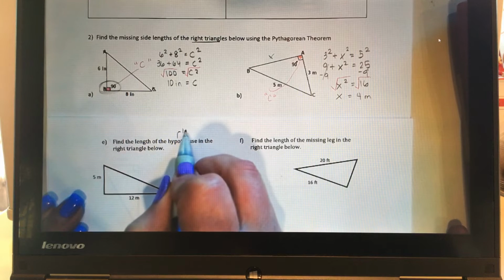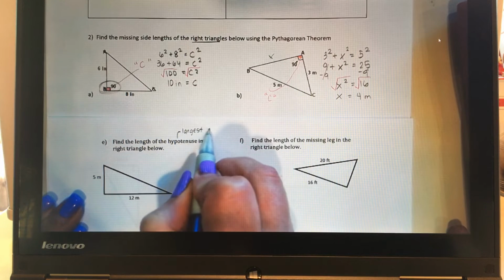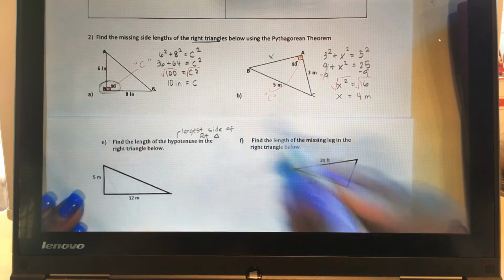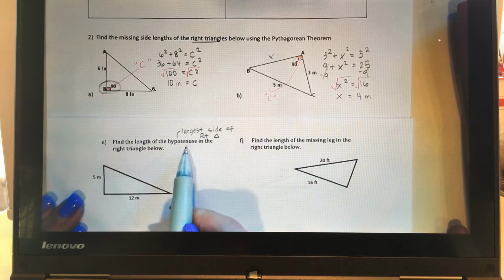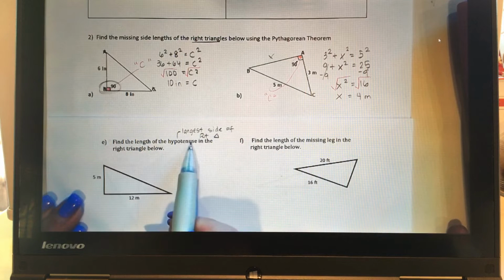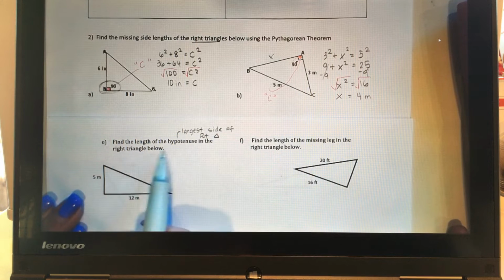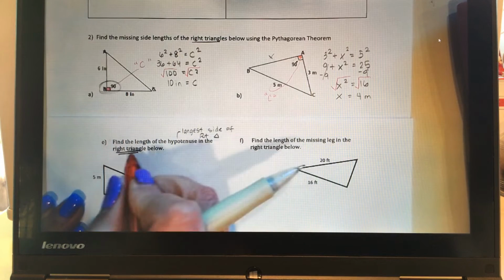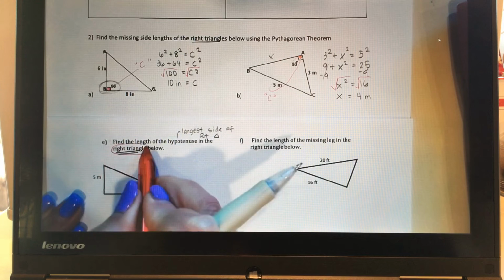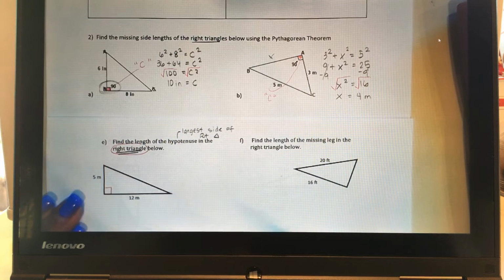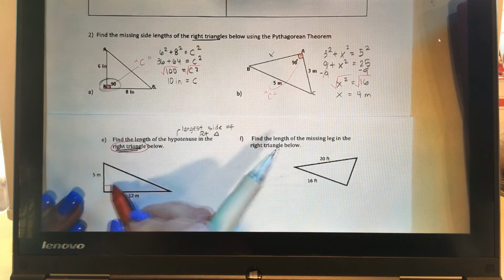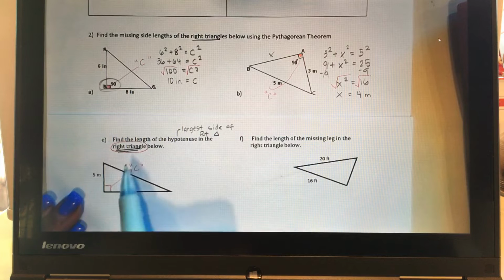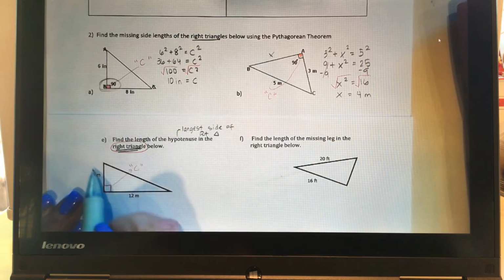Hypotenuse is the largest side of the right triangle. Okay, so that's what it's called. It's called the hypotenuse. So find the length of the hypotenuse, the largest side, in the right triangle below. So we are told this is a right triangle. So that means that because I'm told in the directions it's a right triangle, I can go ahead and draw that in. So that tells me that here's my side C. That's what I'm solving for, the longest side, again called the hypotenuse.